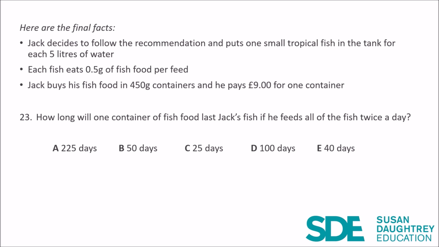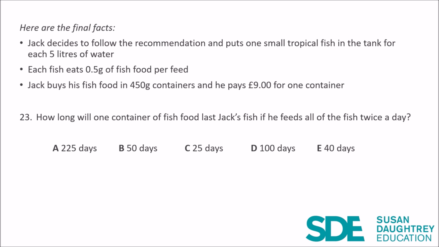Final facts. Jack decides to follow the recommendation and puts 1 small tropical fish in the tank for each 5 litres of water. Each fish eats 0.5 grams of fish food per feed, and Jack buys his fish food in 450 gram containers and pays £9 for 1 container. Question: how long will 1 container of fish food last Jack's fish if he feeds all the fish twice a day?